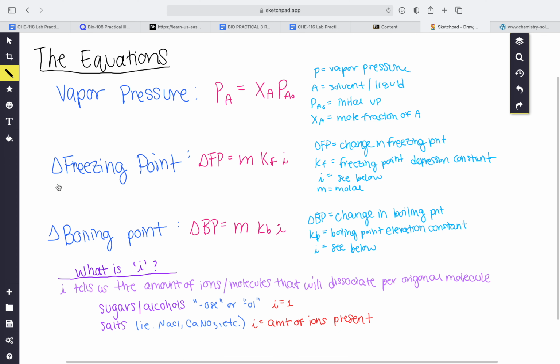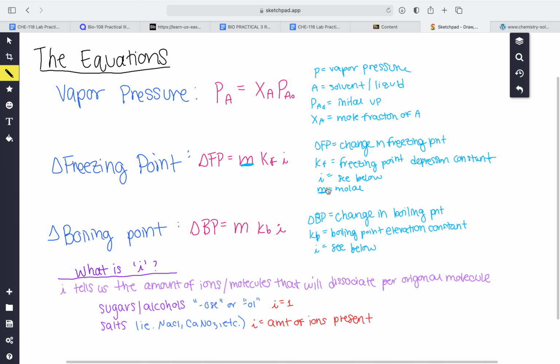Okay, the next thing to look at is freezing point. So freezing point, again, is the change in freezing point. So the change in freezing point is the molal, so not mass. Keep that in mind. This is molal. Molal, not mass. You might see that and be like, oh, that's mass. No, it's molal. And then Kf is your freezing point depression constant.